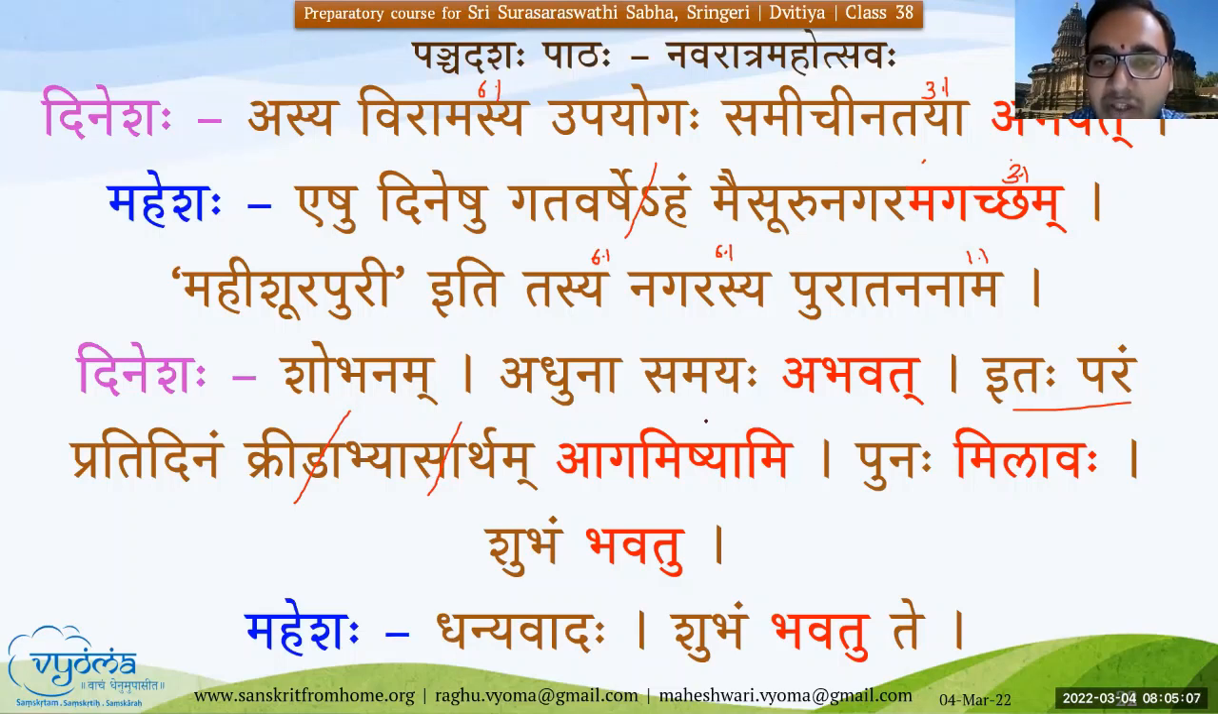Agamishyami, aham agamishyami, uttama purusha ekavachanam, bhavishyat kala. Punaha milavaha, let us meet again. Both of us will meet again, maybe tomorrow. Shubham bhavatu, let good happen. So he will just wish him bye and leave. And in the same way Mahesha will also say dhanyavadaha, shubham bhavatu te. Let good happen to you as well.